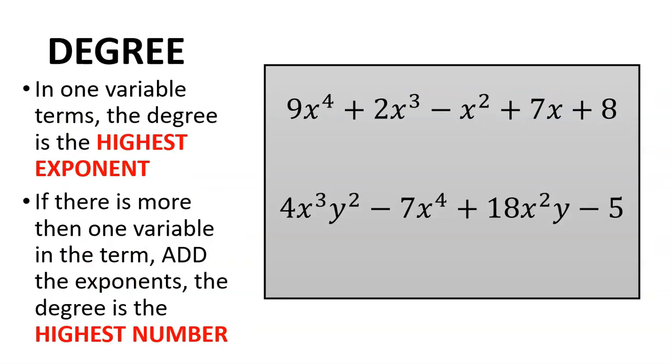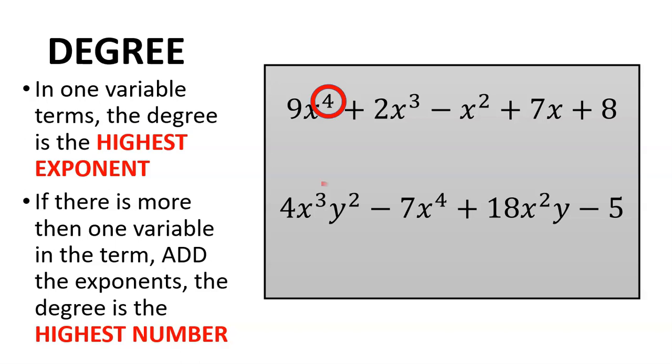Okay, degree. If you have one variable in the term, the degree is the highest exponent. So in your first example, if I look across there and I look for my highest exponent, well, that's the 4. I can see 4, 3, 2, and 1. 4 is the biggest. If you have more than one variable in the term, which is like in example 2, you'll see that I have some x and some y's within one term. You're going to add the exponents together.